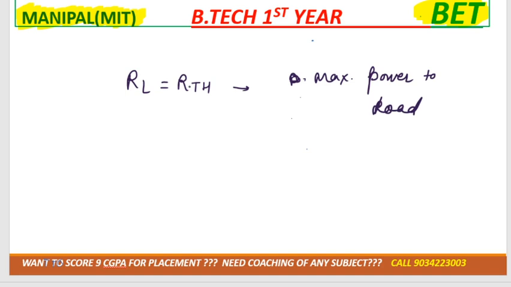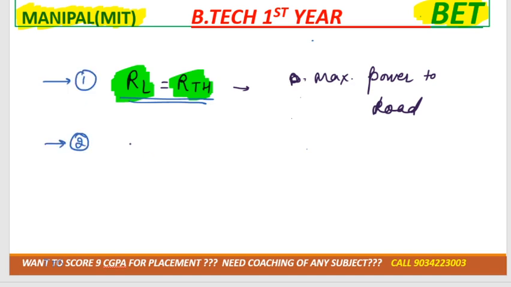Okay, so what is your requirement? Basically, if you are using a load, means you are using a bulb. So what you want is that maximum power should be transferred, right? No power should be wasted across it. But for that, we'll have one condition, that load resistance must be equal to the Thevenin resistance. Okay, this is one of the formulas.